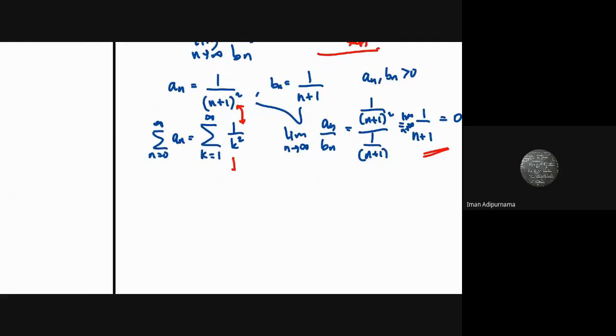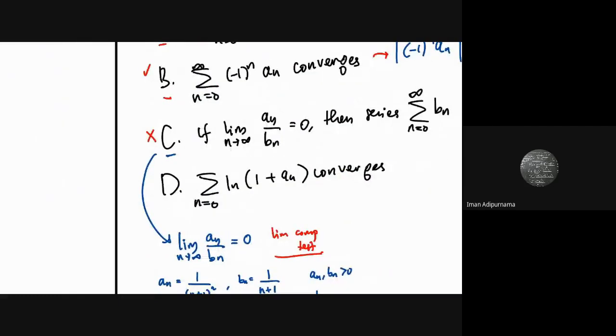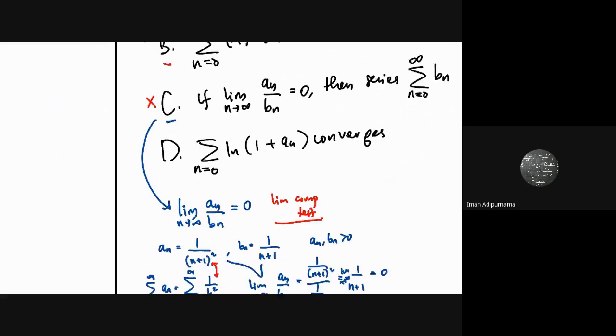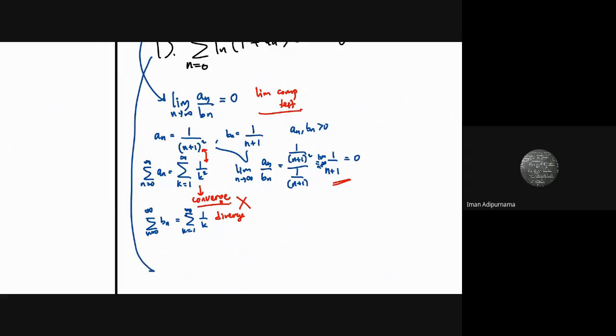So AN converges, but BN is just 1 over k. It diverges. So we have a conflict here, which means C is not true. Okay. Number D, the option is D.